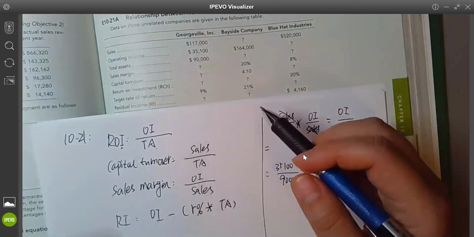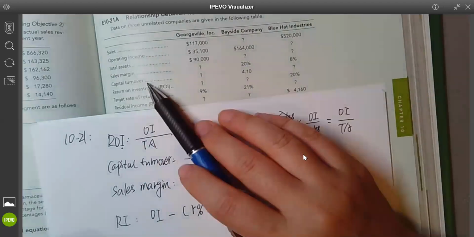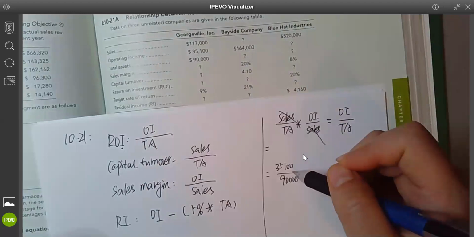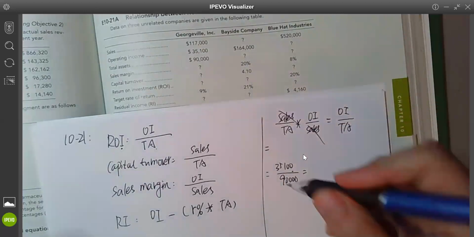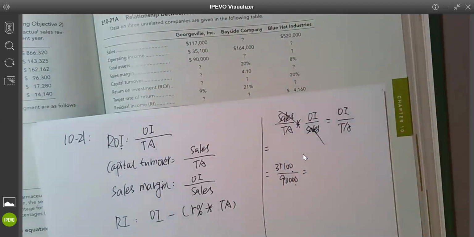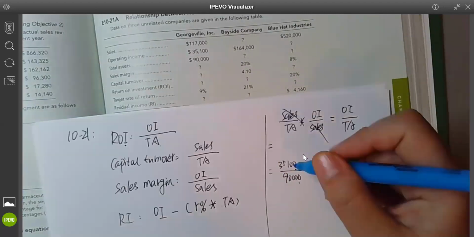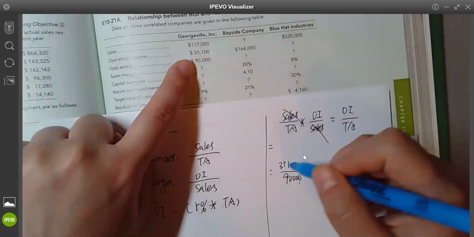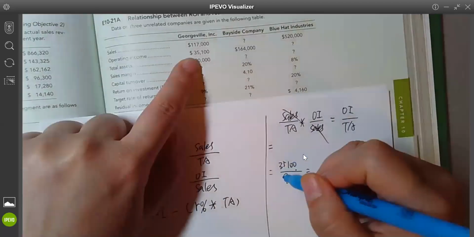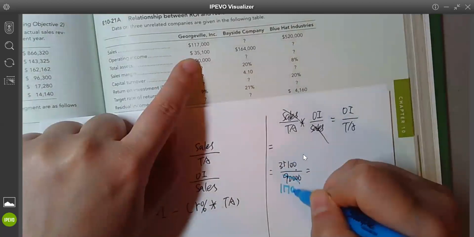Okay, sorry. What I'm doing, 35,100. This is operating income. I put something wrong, sorry, my bad. I put the wrong number. I have to be very careful. I thought I knew this. Hold on, let me correct it. So sales margin is operating income, 35,100, divided by my sales, sorry, this is 117,000. It's my bad.